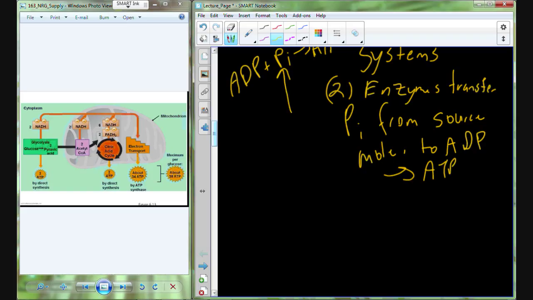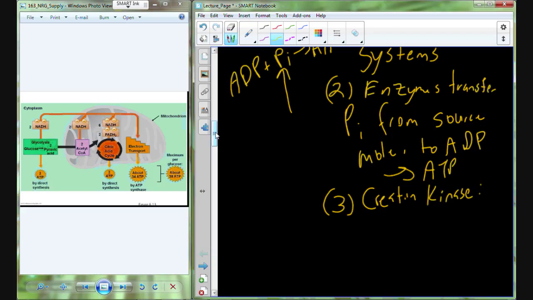Now, this could come from a source. It doesn't necessarily have to just be inorganic phosphate. It could come from another molecule that acts as a source for inorganic phosphate. So, two enzyme systems. One is creatine kinase.